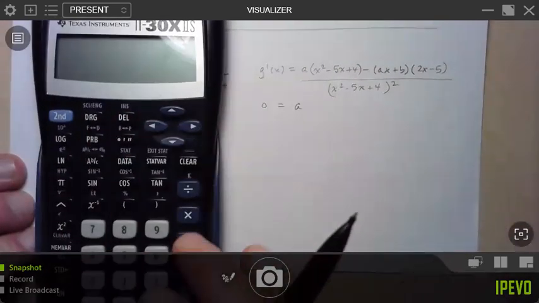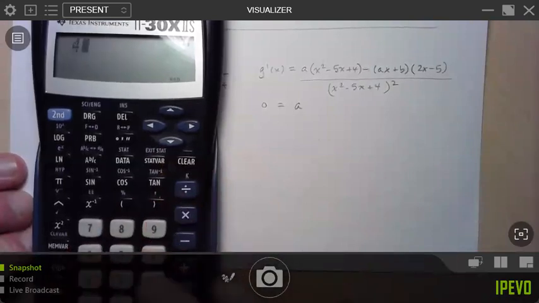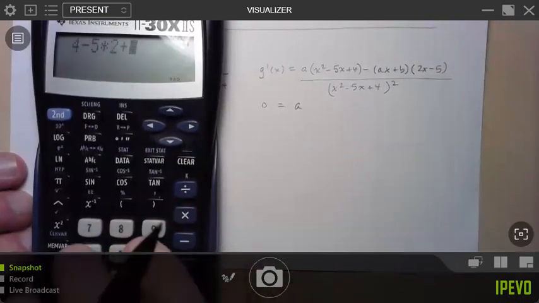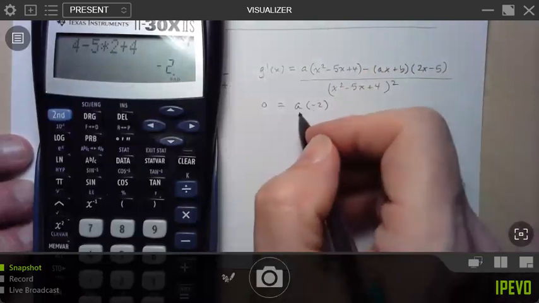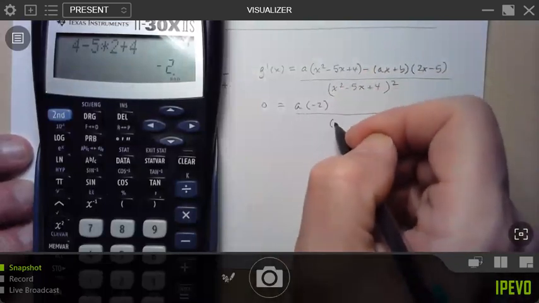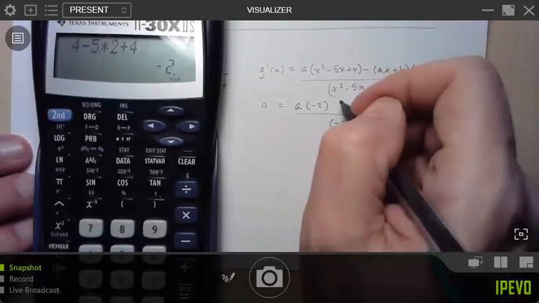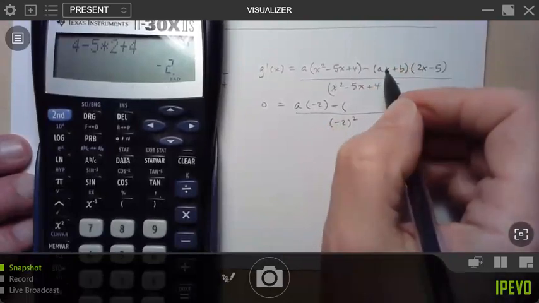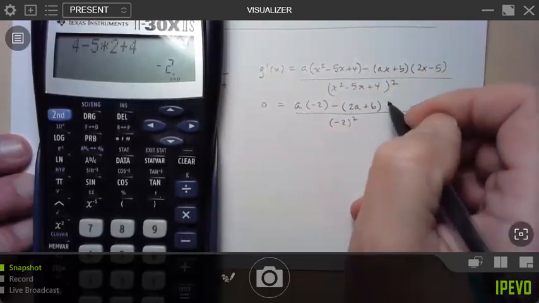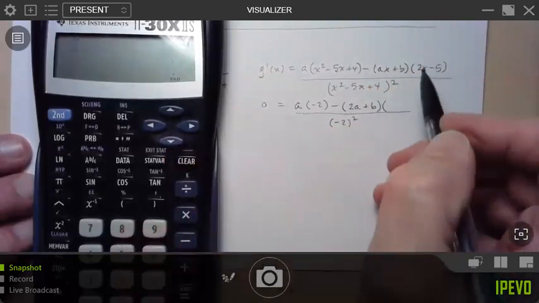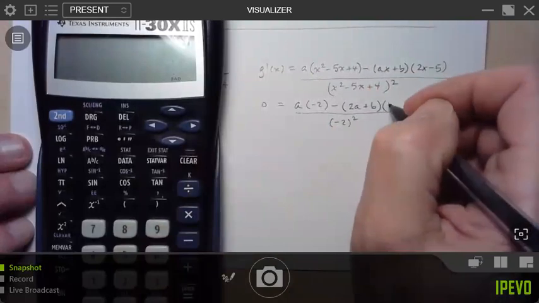What is 2 squared? I'm going to do this carefully because I already made one silly mistake earlier. So 2 squared is 4, minus 5 times 2, plus 4, is equal to negative 2. And by the way, I now know that's going to be negative 2 because it's the exact same expression. Now minus, well, x is equal to 2, so this is going to be 2a plus b. And now here, 2 times 2 is 4, minus 5, negative 1.